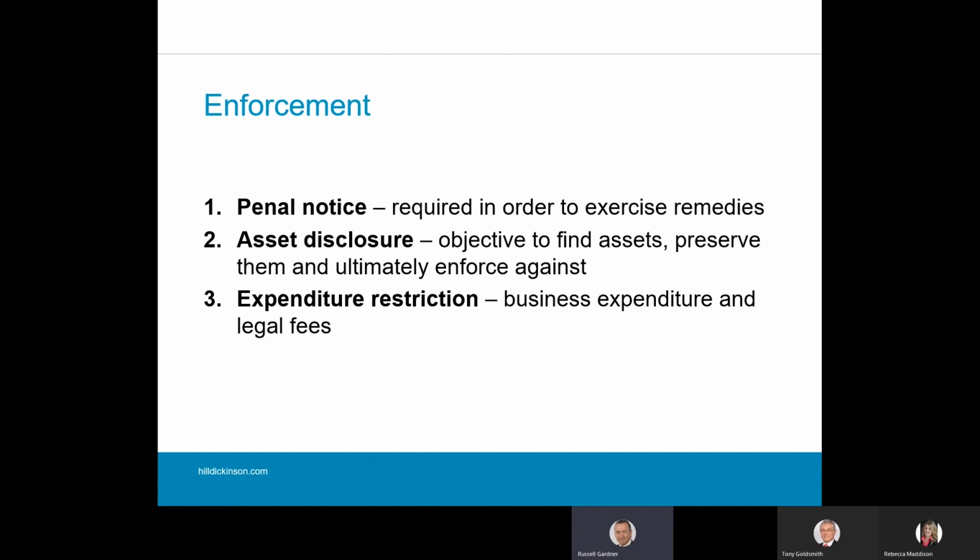The second element is asset disclosure. And it's one of the principal advantages of a freezing order that you can require a respondent to give details of his or her or its assets.